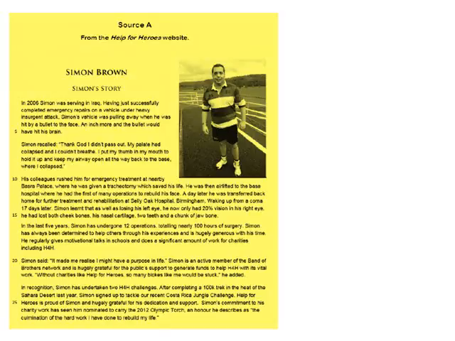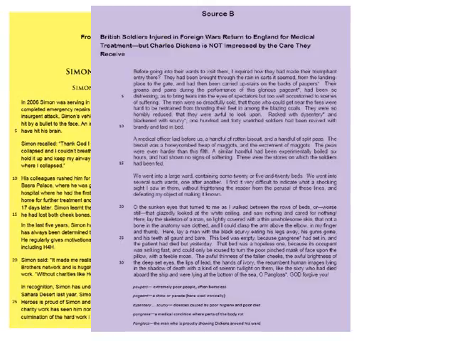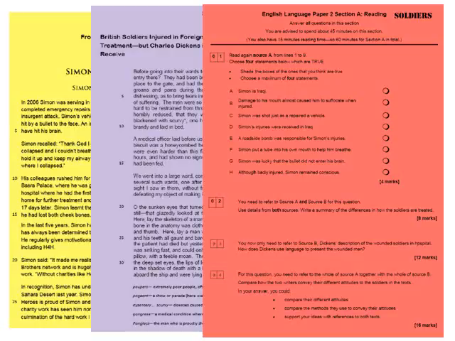You need to make sure that you've got in front of you a copy of source A, which is from the Help for Heroes website, and a copy of source B, which is also about soldiers by Charles Dickens. And you need to make sure that you also have a copy of the question paper.